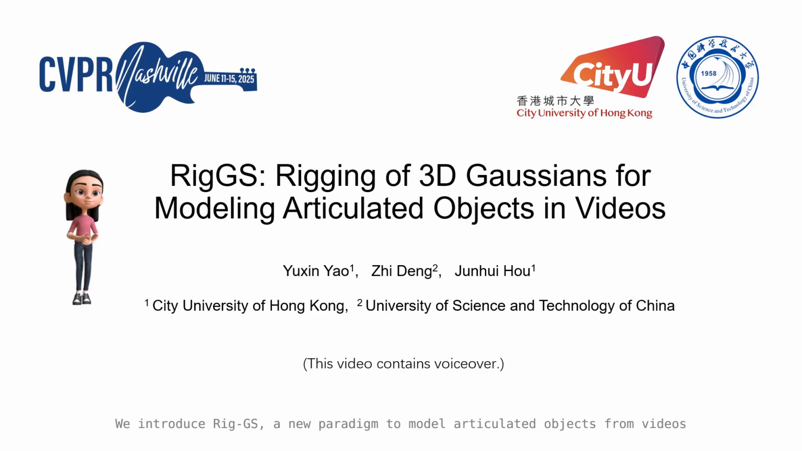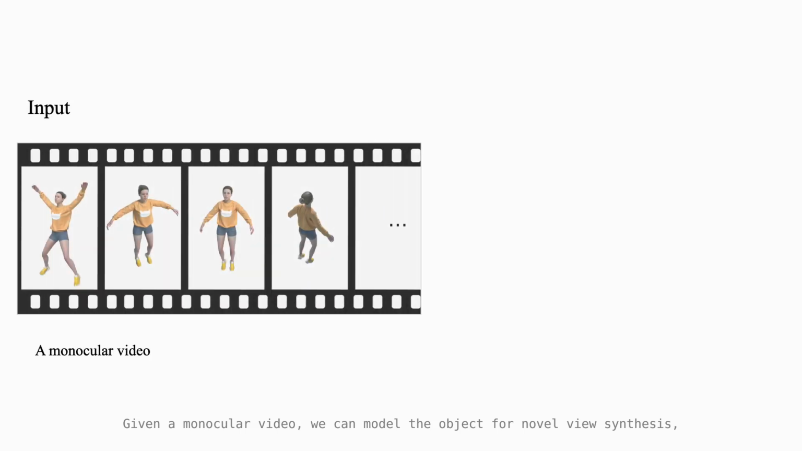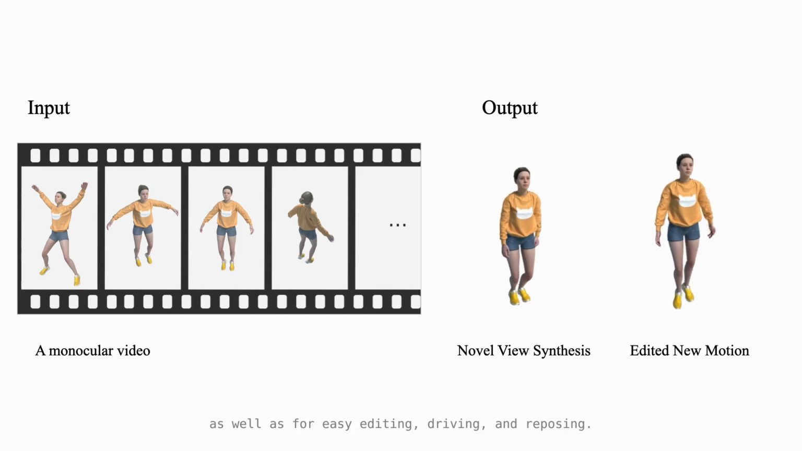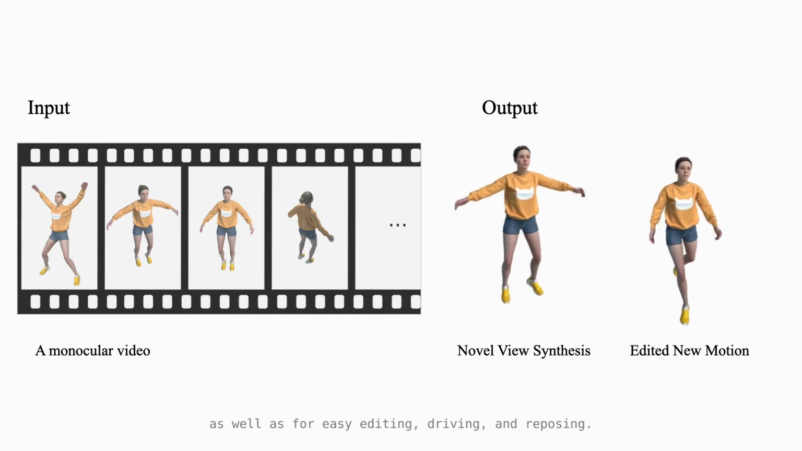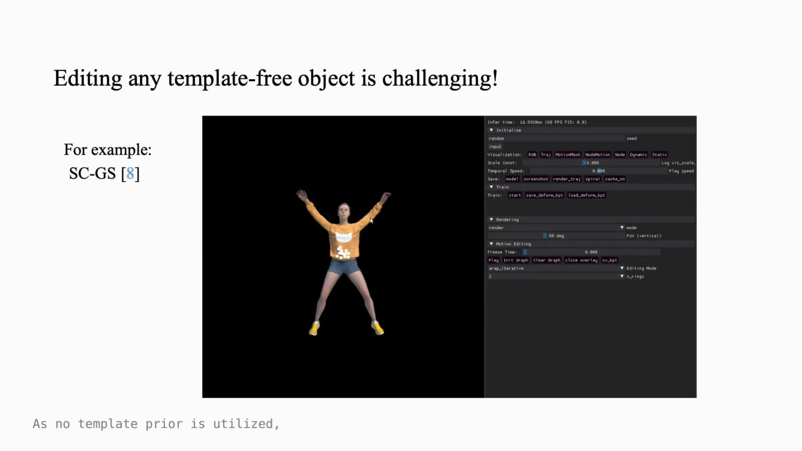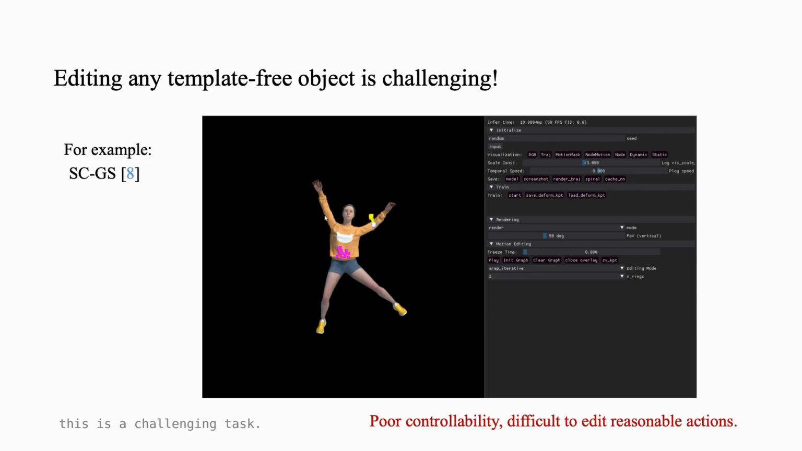We introduce RigGS, a new paradigm to model articulated objects from videos without relying on additional template priors. Given a monocular video, we can model the object for novel view synthesis, as well as for easy editing, driving, and reposing. As no template prior is utilized, this is a challenging task.